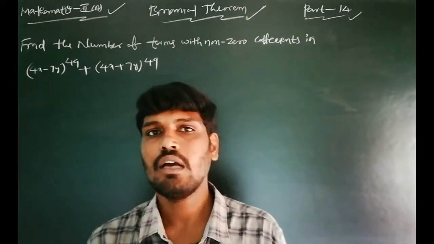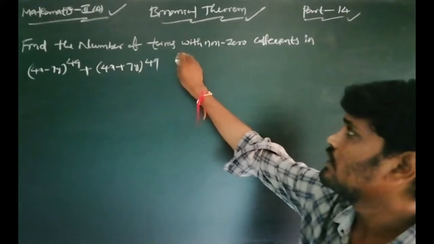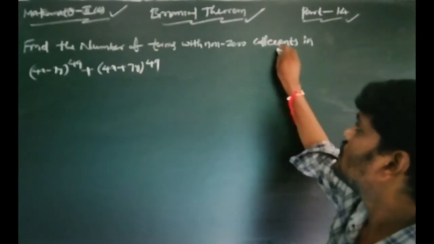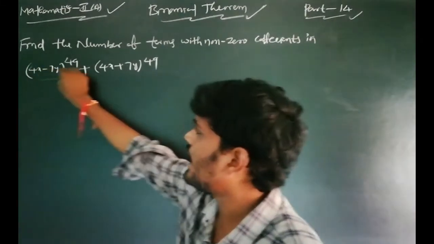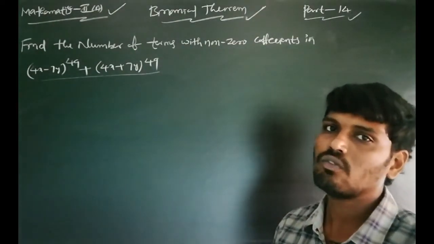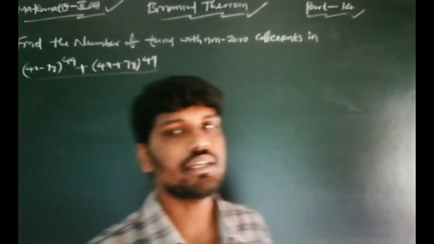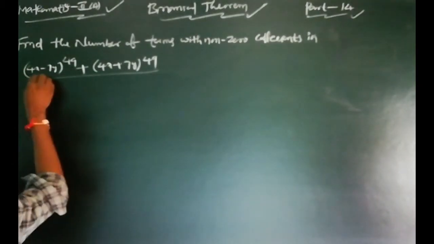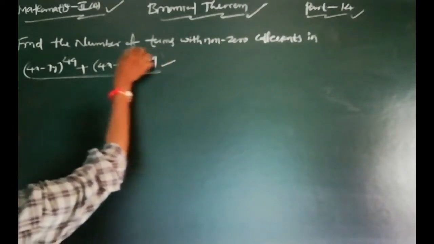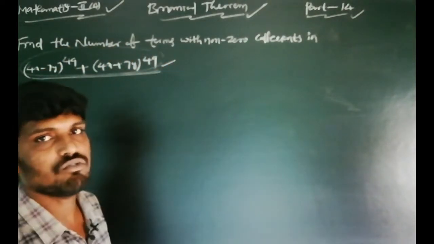Important questions, unexpected questions. Find the number of terms with non-zero coefficients in the expansion (4x - 7y)^49 + (4x + 7y)^49. Here the given expansion is this one. In this expansion, you can find the number of non-zero coefficients.